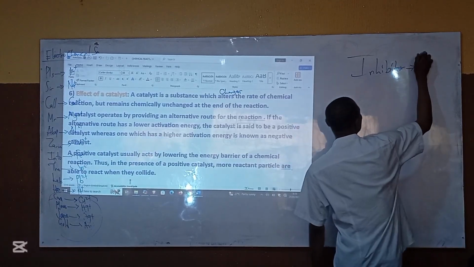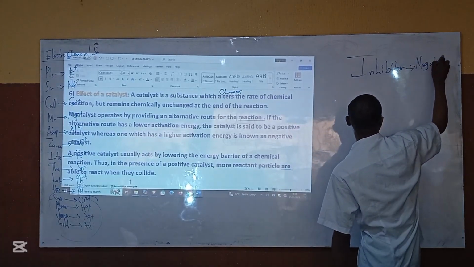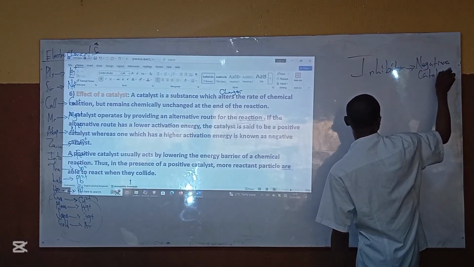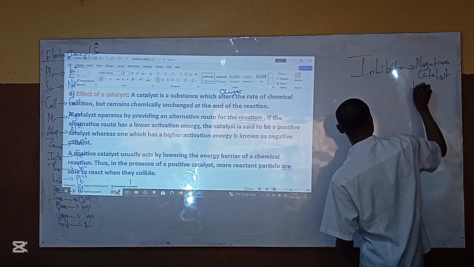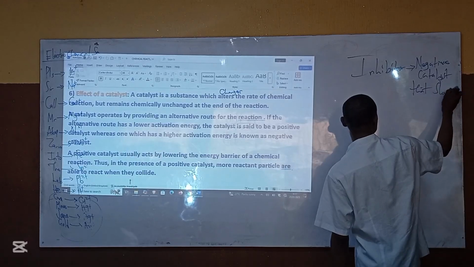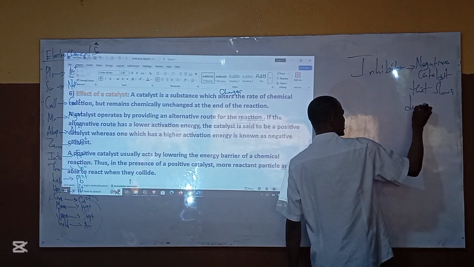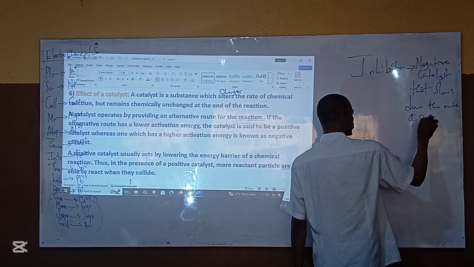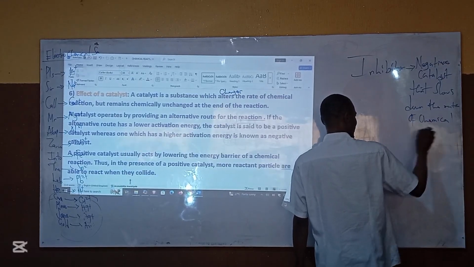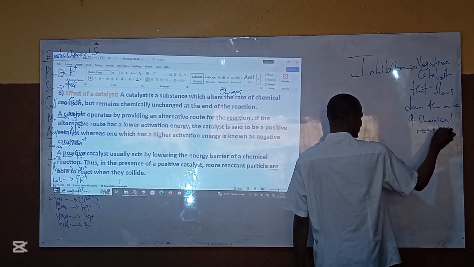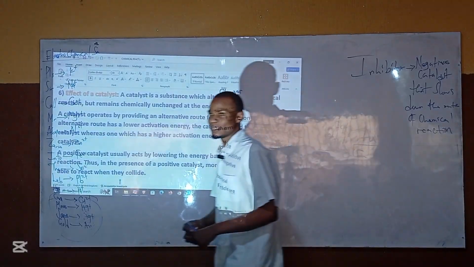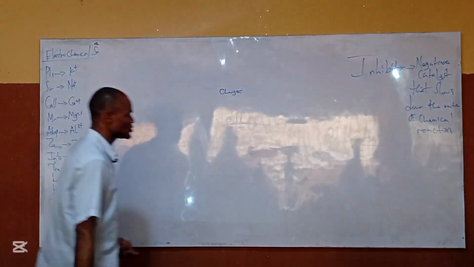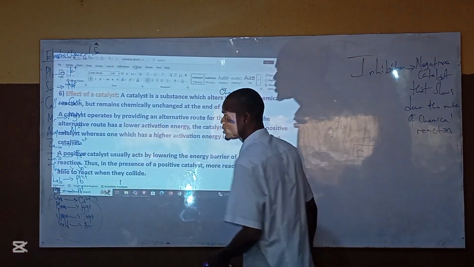Inhibitor is a what? A negative catalyst. Negative what? Catalyst. That what? That slows down the rate of what? Chemical reaction. That slows down the rate of chemical reaction. Inhibitor. Say inhibitor. I can't hear you. Inhibitor.